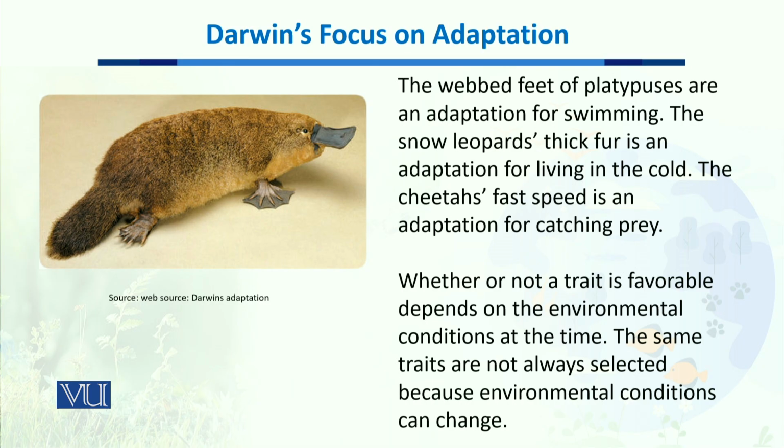Similarly, whether or not a trait is favorable depends on the environmental condition at that time. The same traits are not always selected because environmental conditions can change. For example, if a cold area becomes hot and there is no more snow in that area, the adaptation of having fur will not be advantageous for an organism. So it is not always selected because the environment has changed accordingly.